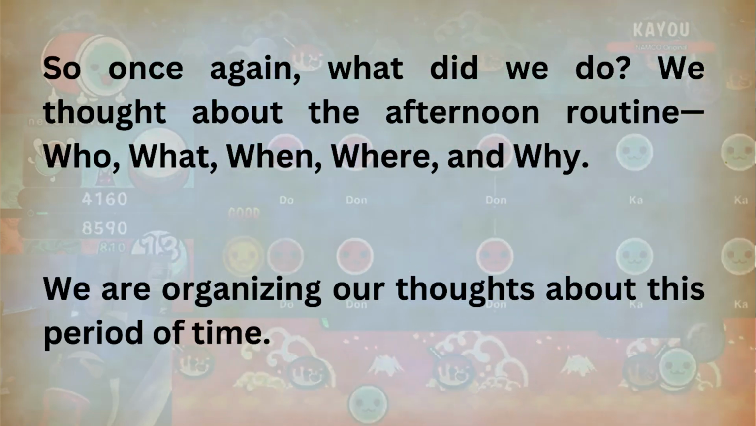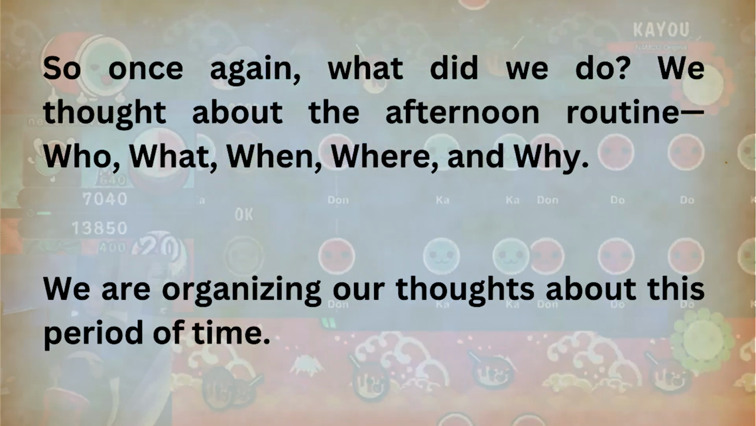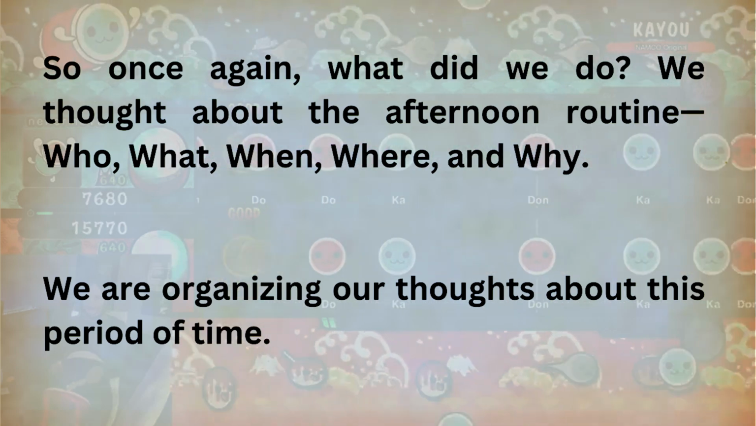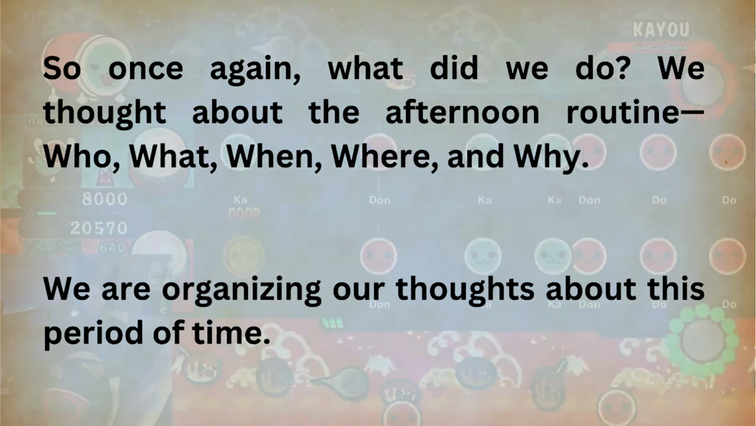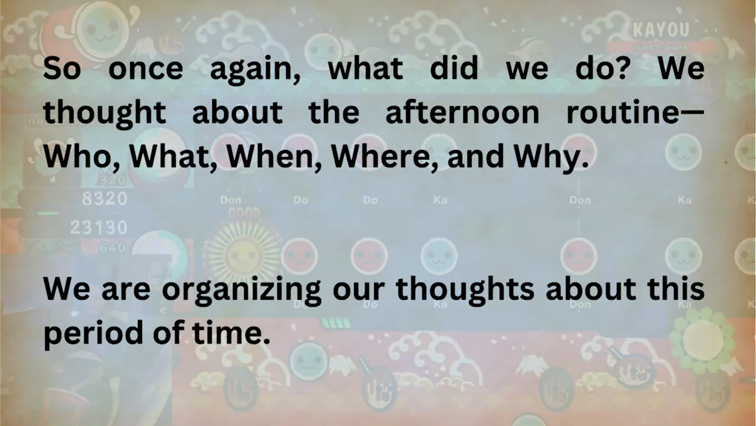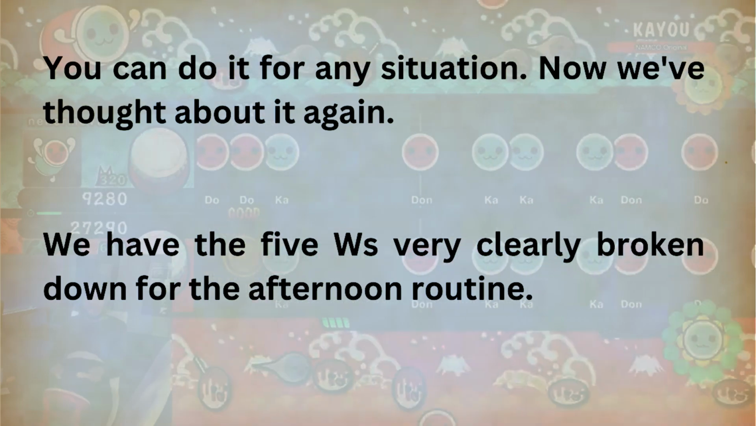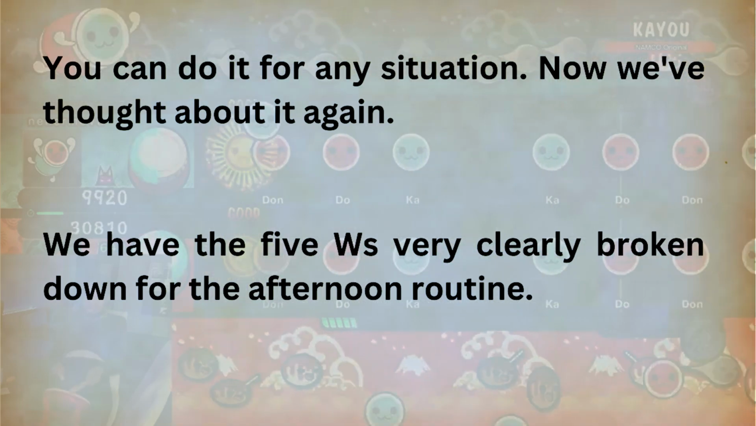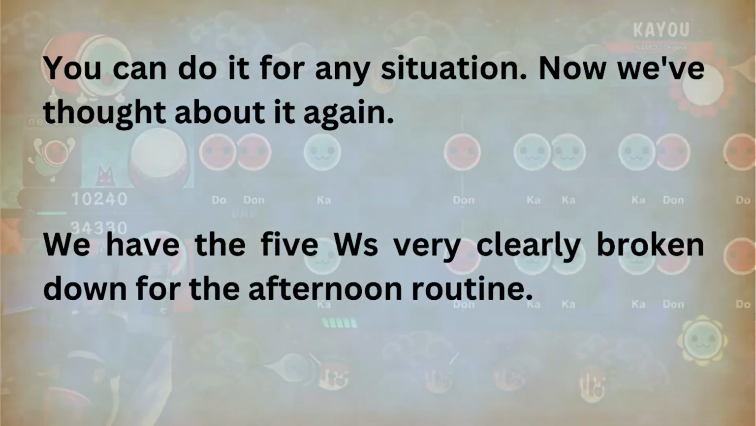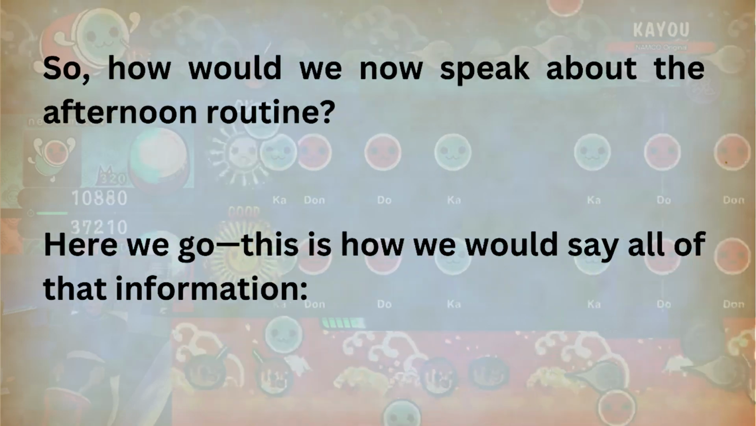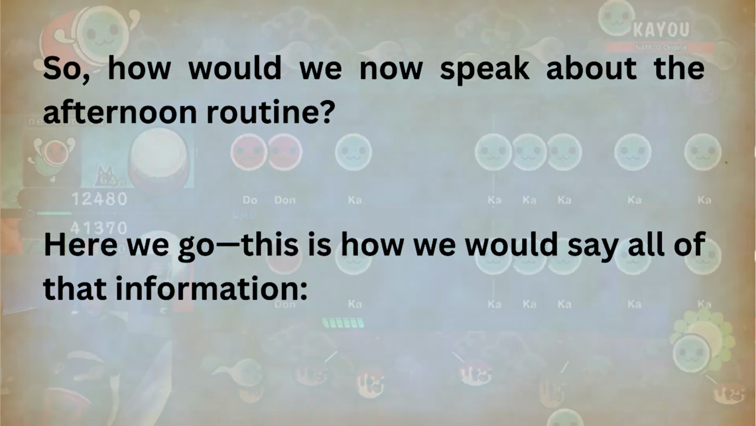So once again, what did we do? We thought about the afternoon routine: who, what, when, where, and why. We are organizing our thoughts about this period of time. You can do it for any situation. Now we've thought about it again. We have the 5 W's very clearly broken down for the afternoon routine. So, how would we now speak about the afternoon routine?